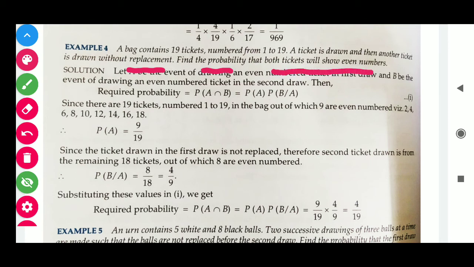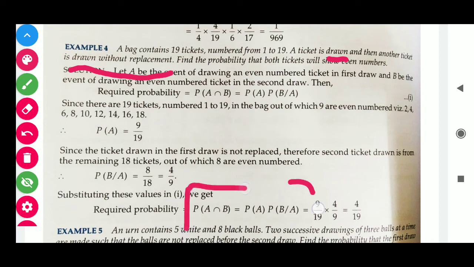Students, in this question we have a total of 19 tickets numbered from 1 to 19. A ticket is drawn, then another ticket is drawn without replacement. So these are cases of without replacement, which means we use this formula. Let A be the event of drawing an even number ticket in the first draw and B be the event of drawing an even number in the second draw. Then the required probability will be this formula.